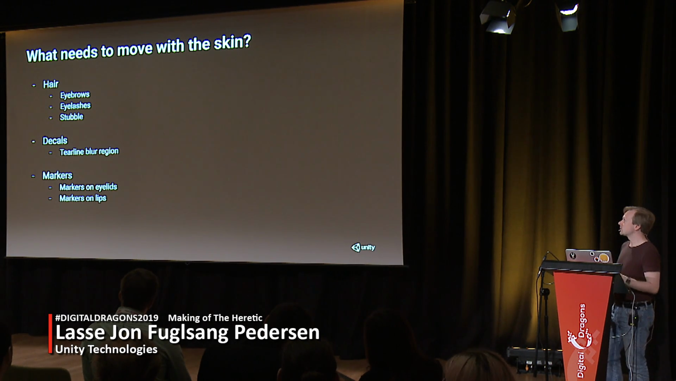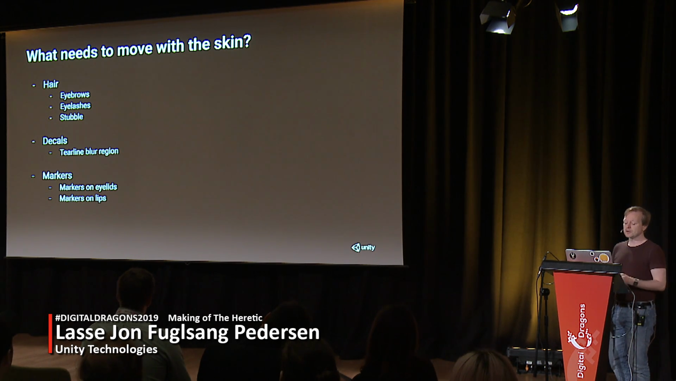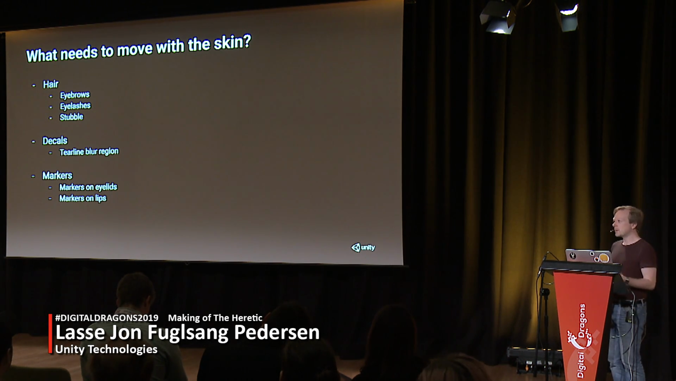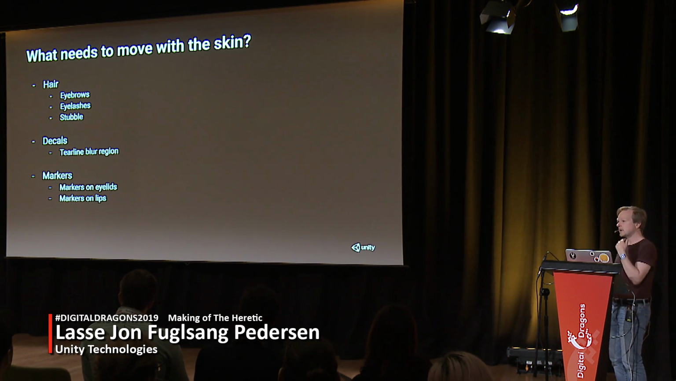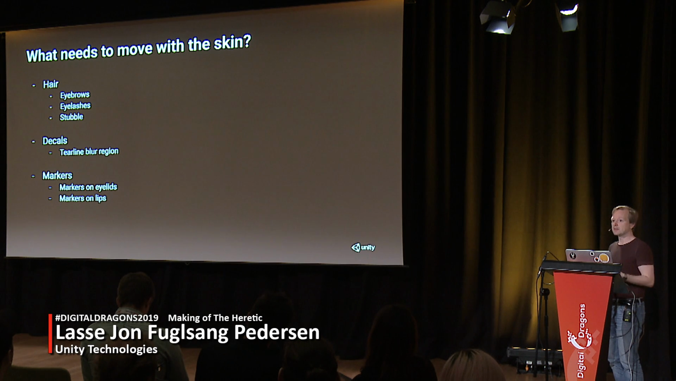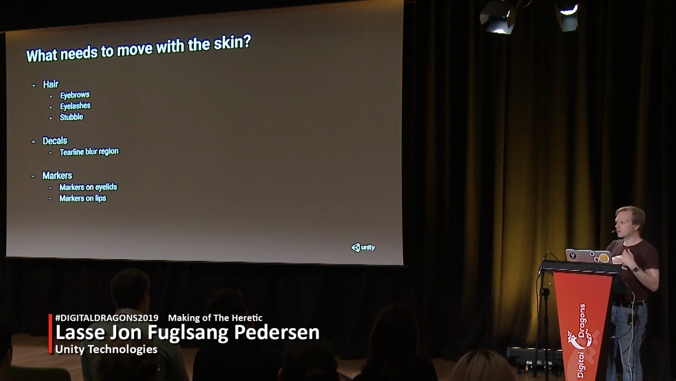So we have eyebrows, we have eyelashes, we have stubble, we have the tear line blur region, we have markers on the eyelids for the occlusion, and we also have markers on the lips also for occlusion. And you could imagine other things, like let's say someone had an earring or a little dangling chain, a character that had some features like this. You would want to be able to attach them and evaluate where they are on this skin. And since we are throwing all this 4D data at it, we needed to find a way to do this.